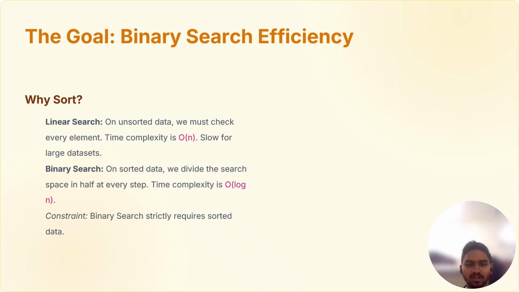In this state, the goal is binary search efficiency. The real goal of sorting is to enable extremely fast searching using binary search. Let's compare. Linear search works on unsorted data and checks each element one by one. Its time complexity is order of n, slow for large data sets. Binary search works only on sorted data and cuts the search space in half each time. Its time complexity is order of log n. It is much faster, especially when the data size is large. That is why sorting becomes a very important step. It prepares the data so that binary search can work efficiently.